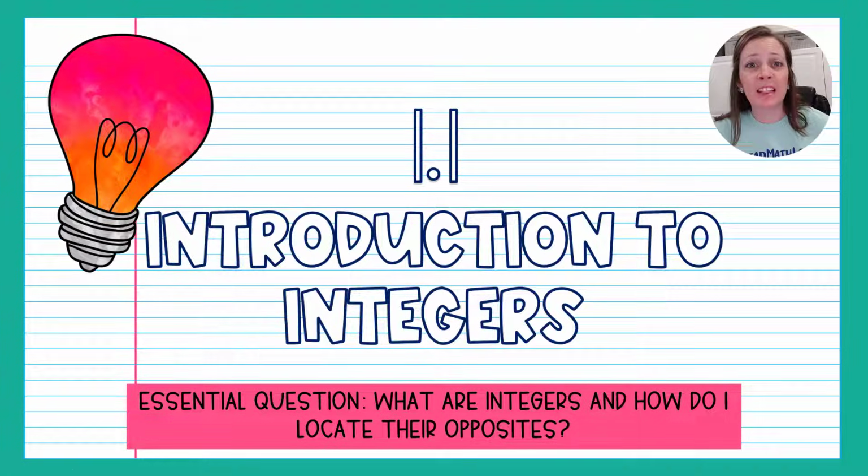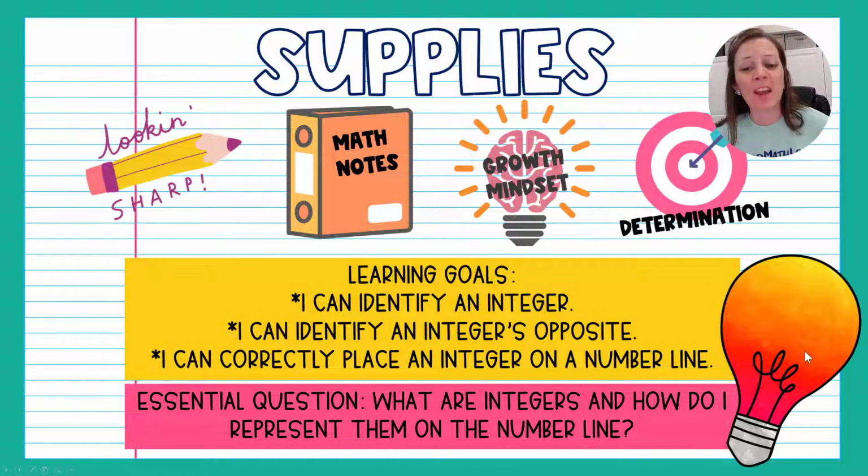For your lesson today, you are going to need a writing utensil, your math notebook, a growth mindset, and some determination. Our learning goals today, in other words, what you should be able to do by the time you finish watching this video and taking these notes, you should be able to identify an integer's opposite, and place that integer and its opposite on a number line.